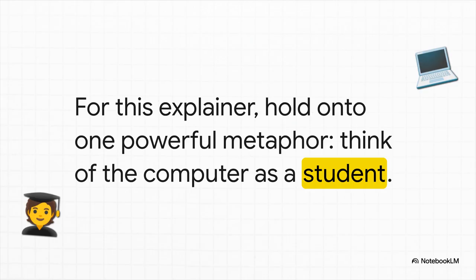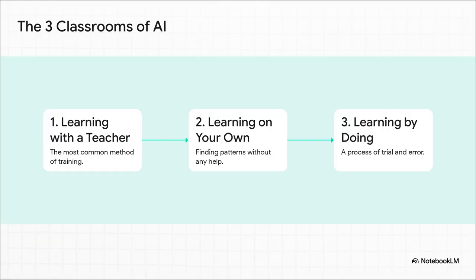Okay, so for this whole explainer, I want you to hold on to one big idea, one metaphor. Just think of the computer as a student. It's basically a blank slate, totally ready to learn, and our job is to figure out the best way to teach it. And you know, just like any student, there are a few different ways to learn. Different classrooms, if you will. We're going to walk through the three main ones: learning with a teacher, learning all on your own, and finally, learning by doing. Let's start with the most popular class in the school.